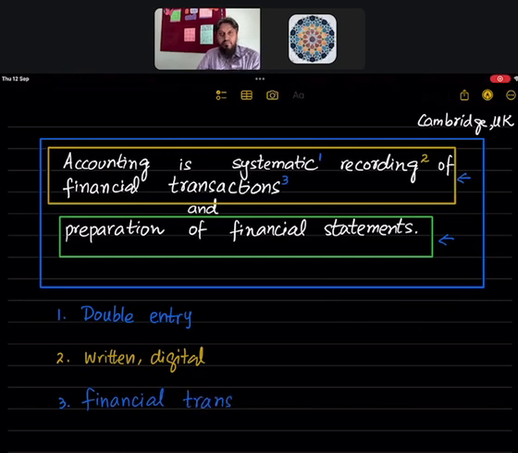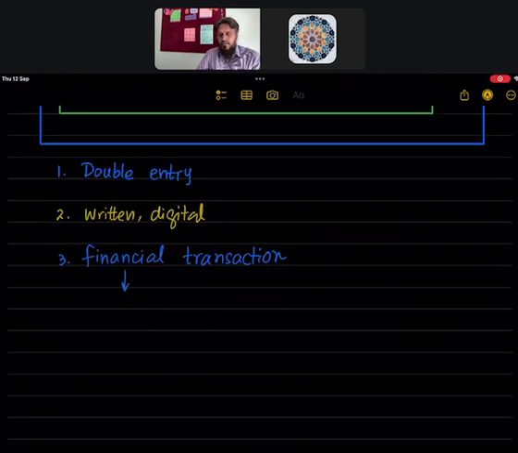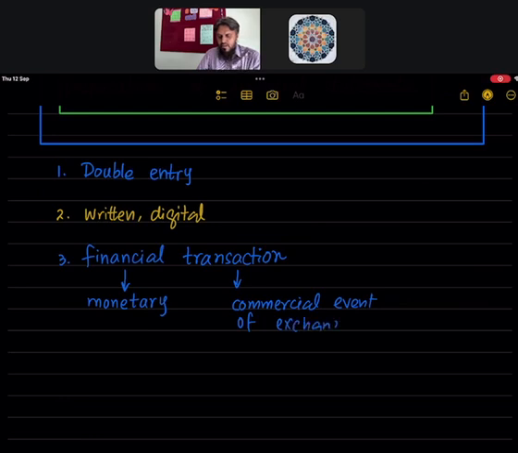What does the word financial mean? Here we would mean money related or something that is monetary in nature. And transaction is any commercial event of exchange. Most of the students might come across their parents or themselves getting money through an ATM. They think that only ATM transactions are the transactions. Well, partially it is true, but a transaction can take a number of forms.